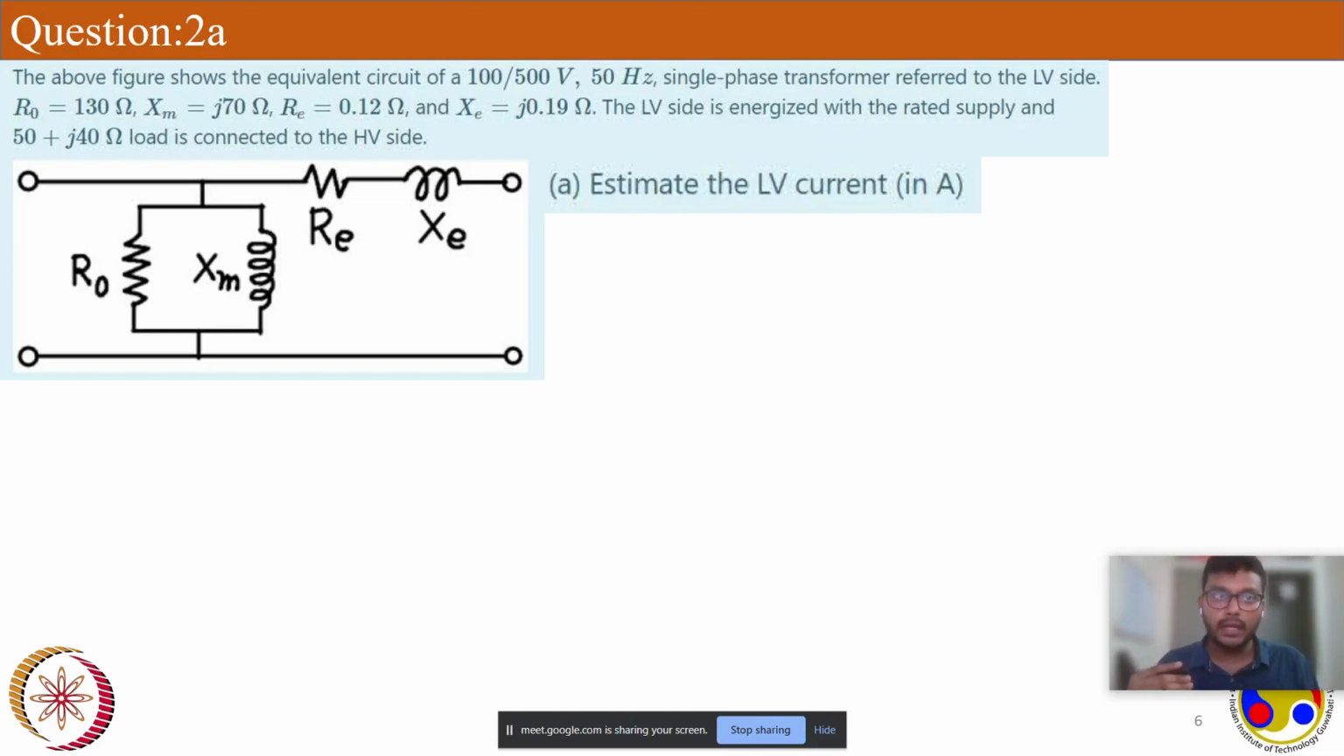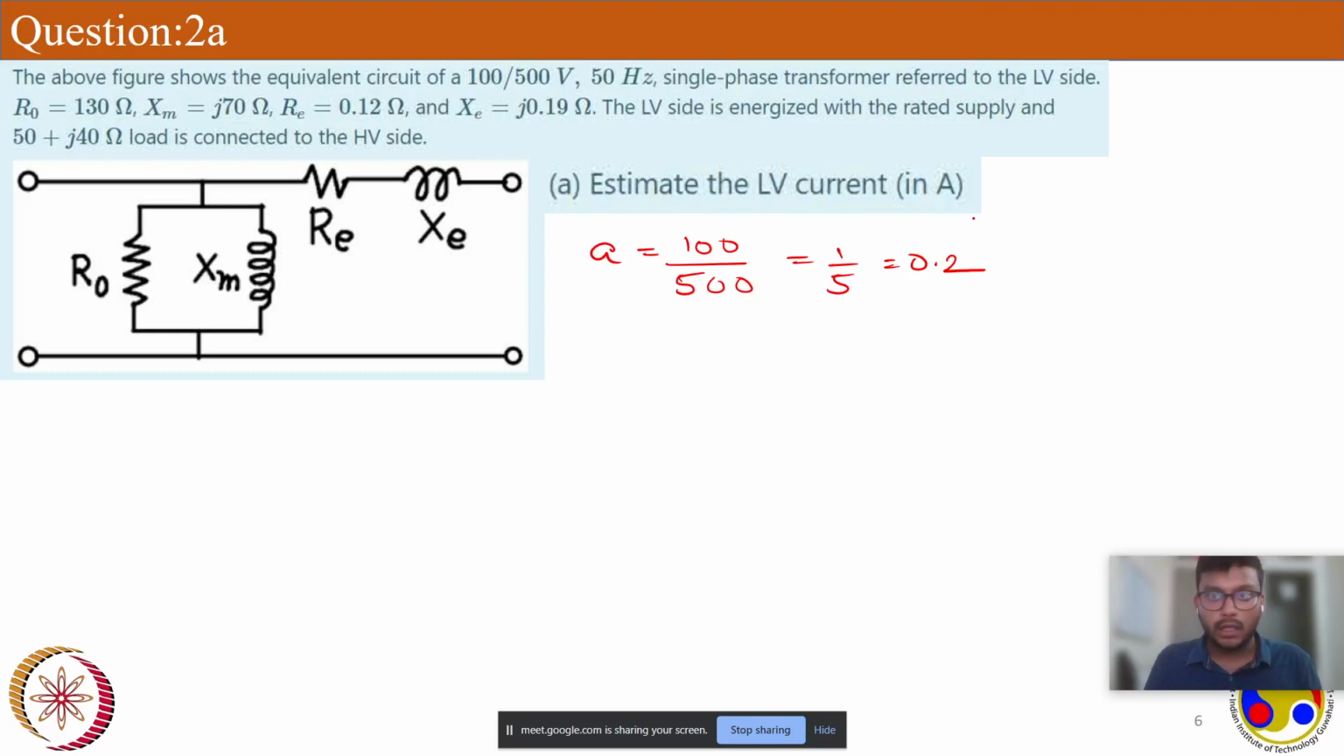Now let's see how we can refer the LV side impedance to the HV side. In the last week's discussion, we discussed how we transform any parameter to any side. That is all dependent on the turns ratio. Now let's see what we were given. The turns ratio, we denote it as A. It is 1 by 5. A is 0.2. We keep it aside. It will be useful for us to refer any parameter to any side of the equivalent circuit.